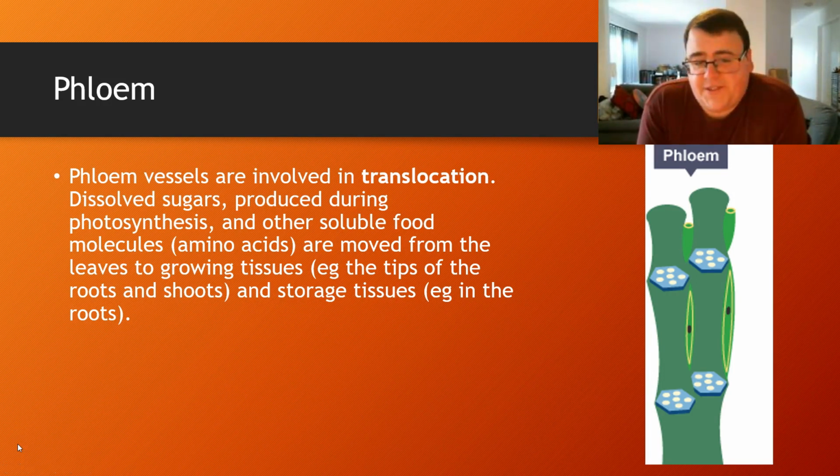Phloem are vessels which are involved in translocation, so basically dissolved sugars being produced through photosynthesis, and other soluble food molecules like amino acids, all moved up from the leaves to growing tissues and storage tissues through the phloem.